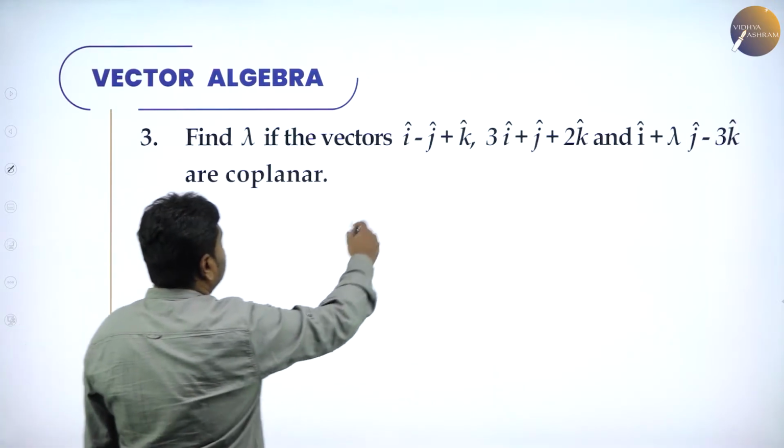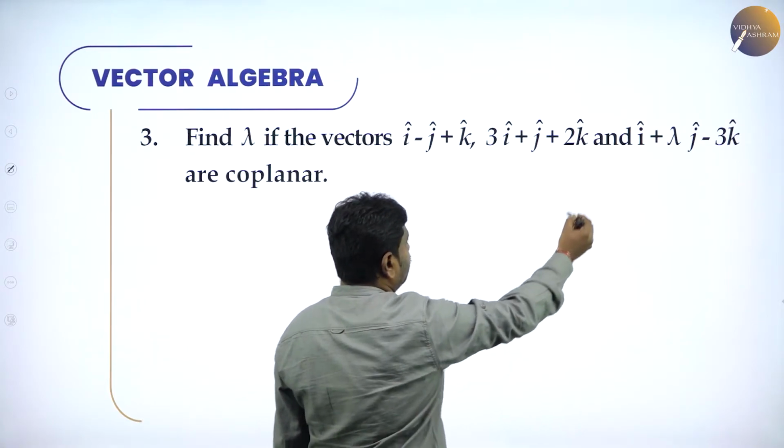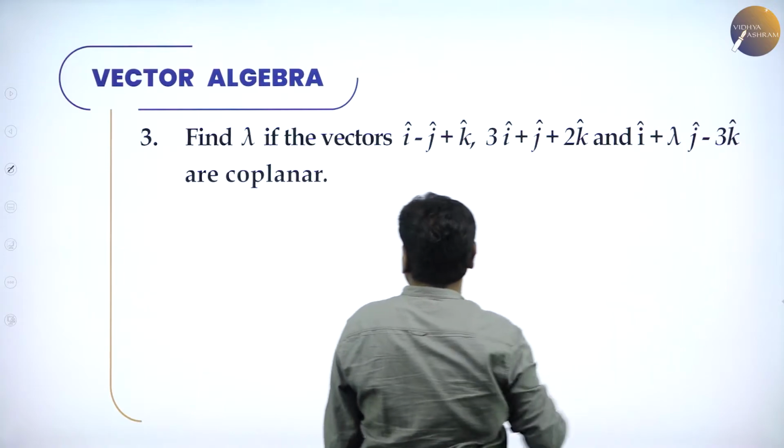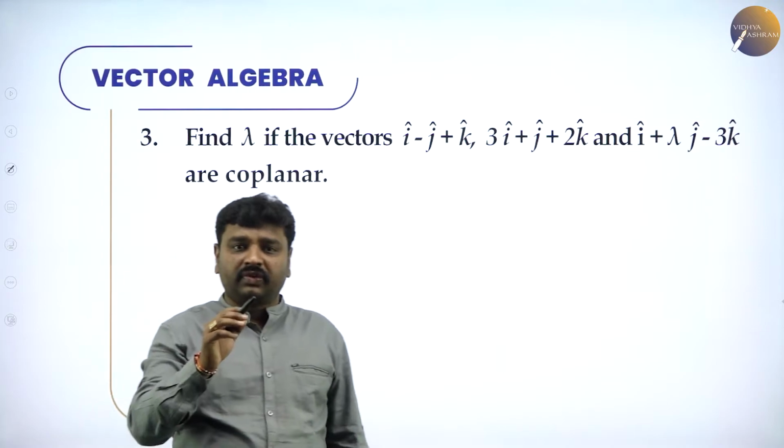Find lambda such that the vectors i cap minus j cap plus k cap, 3i cap plus j cap plus 2k cap, and i cap plus lambda j cap minus 3k cap are coplanar. They give that the three vectors are coplanar, and they want you to find the value of lambda.